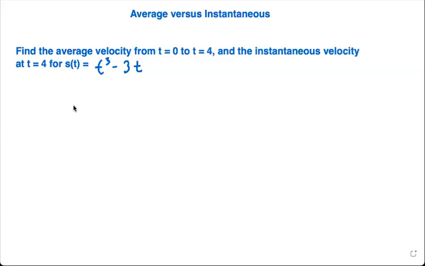Average versus instantaneous. If this looks familiar, well, it should. You've done this before, but now we have a little bit more to this. Average is still going to be slope. There's no derivative for averages. Slope is change of y over change of x.